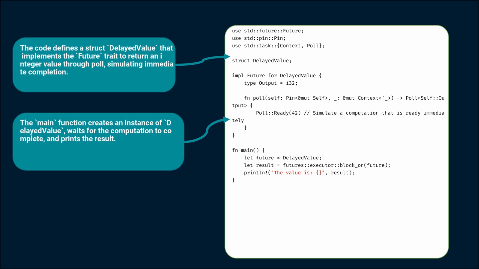The key part of our future is the poll method, where we determine if the future's value is ready to be used. In this implementation, we simulate a computation that is immediately ready by returning Poll::Ready(42). The value 42 will represent our output, demonstrating how futures can manage values that are not available yet but can be computed eventually. In the main function, we instantiate our DelayedValue future and execute it using futures::executor::block_on. This function runs the future to completion, allowing us to retrieve the result and print it.